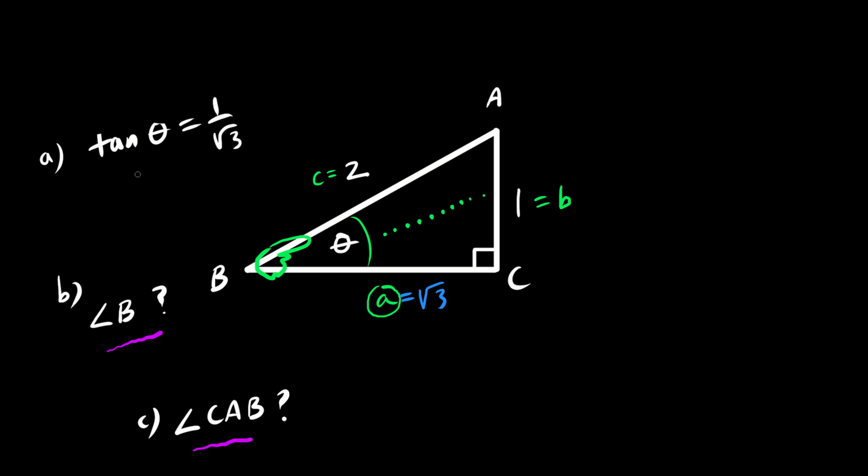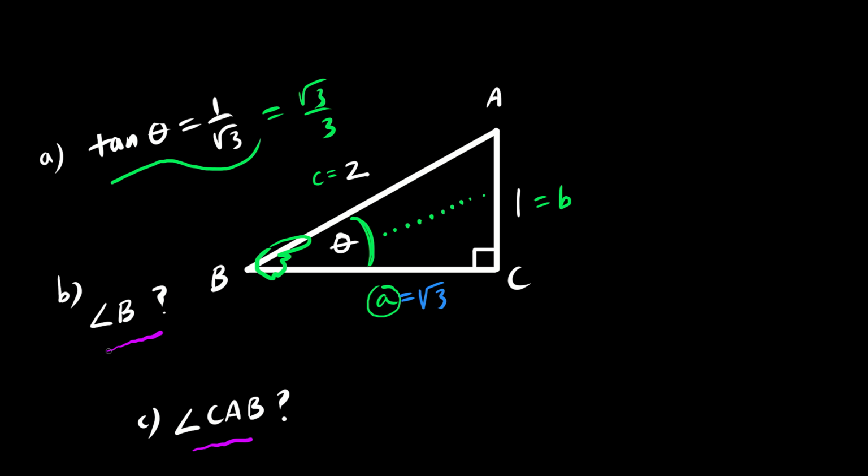Okay, so in the last video, we found that tan theta is 1 over root 3. We used the Pythagorean theorem to figure out the unknown side. And yes, indeed, tan is equal to opposite over adjacent, or 1 over root 3, which is also, if you rationalize it, root 3 over 3.